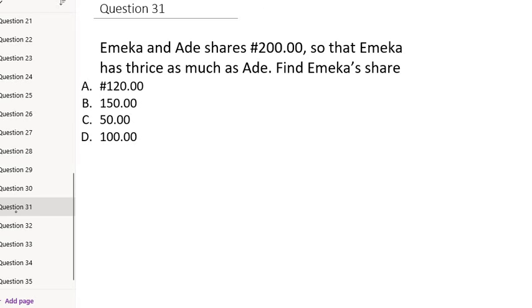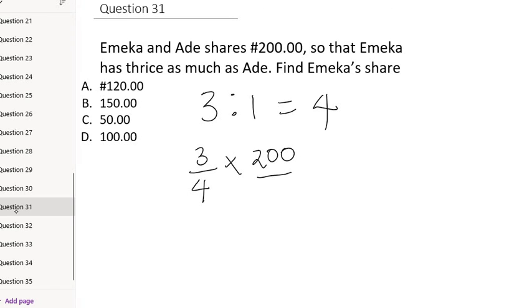Question 31. Emeka and Ade share 200 so that Emeka has thrice as much as Ade. So the ratio is 3 to Emeka, 1 to Ade. Find Emeka's share. Sum of ratio is 4. Emeka's share will be 3 out of 4 times the amount they shared, which is 200 over 1. 4 into 200 is 50. 3 times 50 is 150. Emeka's share is 150, which is B.